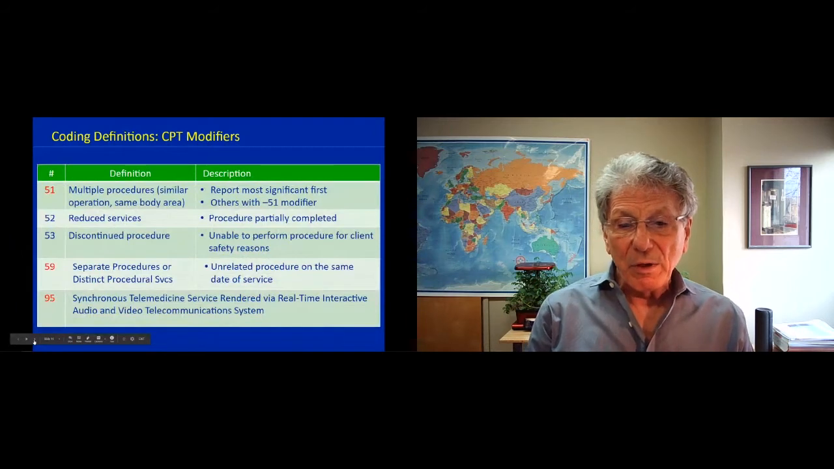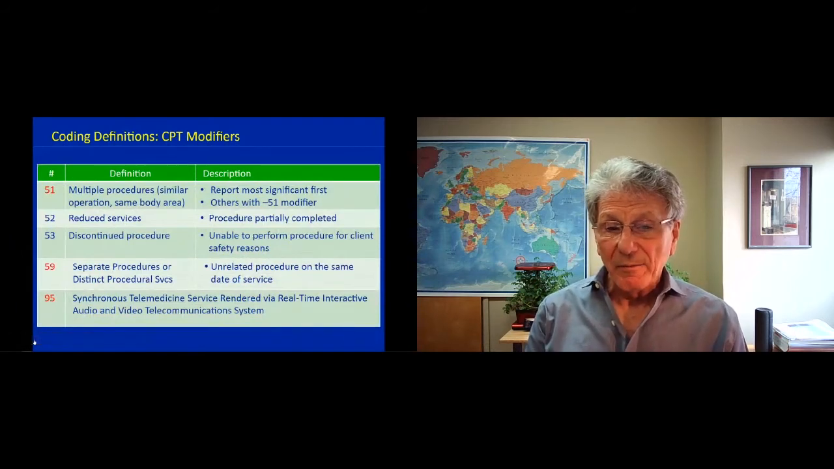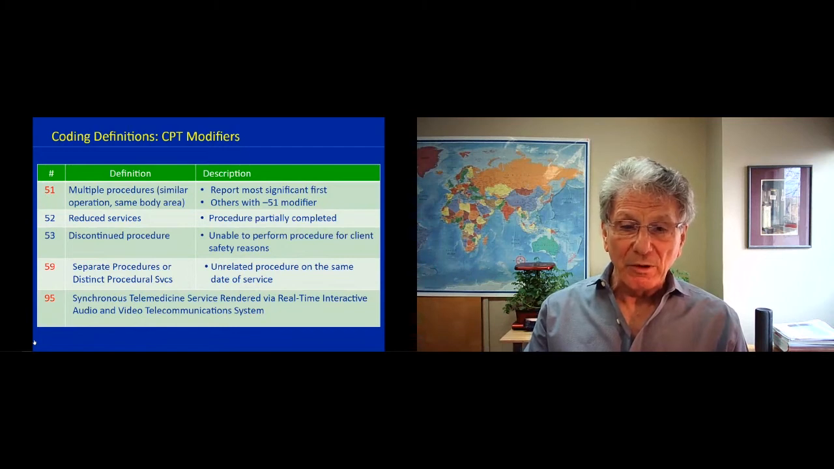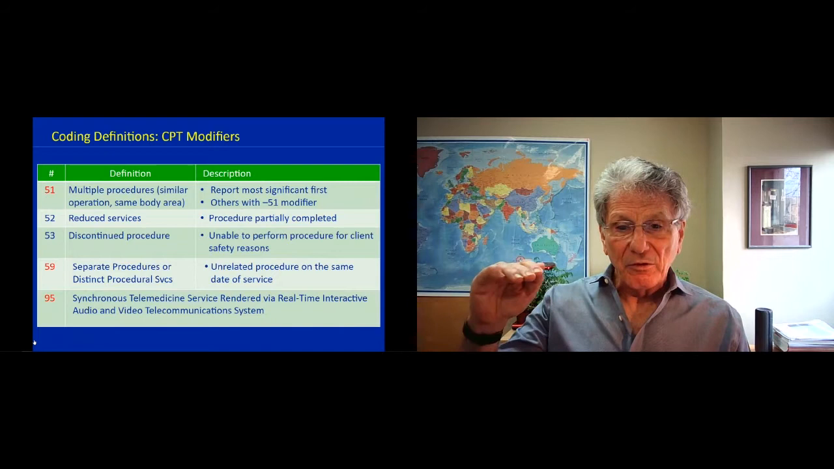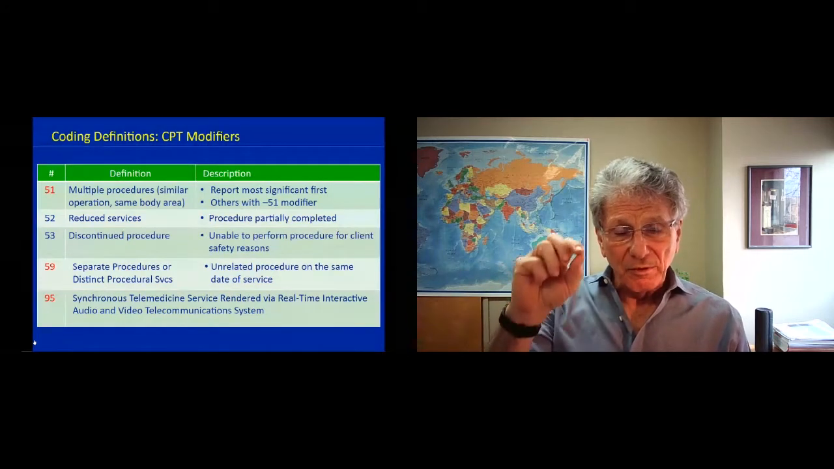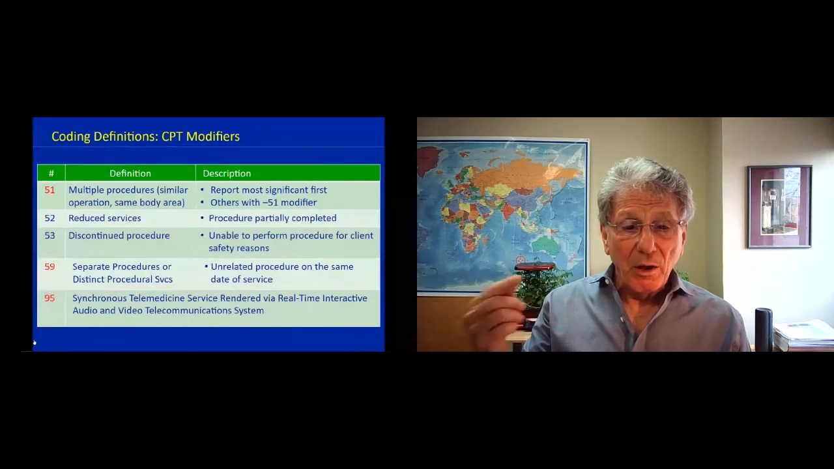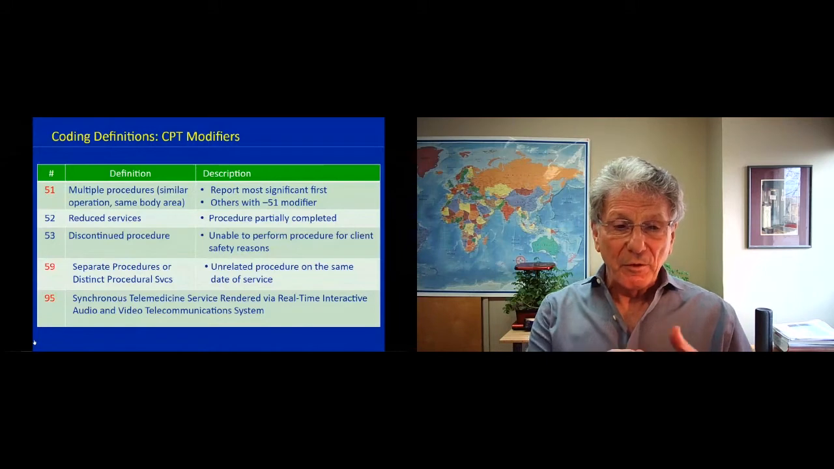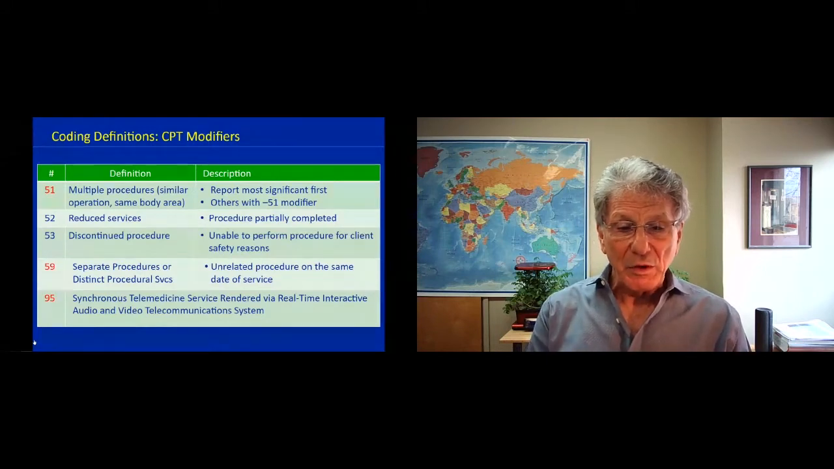Another modifier that we use fairly frequently is a 51, and that's when we do 2 procedures on the same day. So let's say, for example, in the case of an IUD, removing an expired IUD is one procedure, and then replacing that with a new IUD is a second procedure. And so when you put 2 or more CPT codes, the second, third, and fourth CPT code all have to have a 51 modifier, saying that it's a separate procedure than the first procedure that you did.